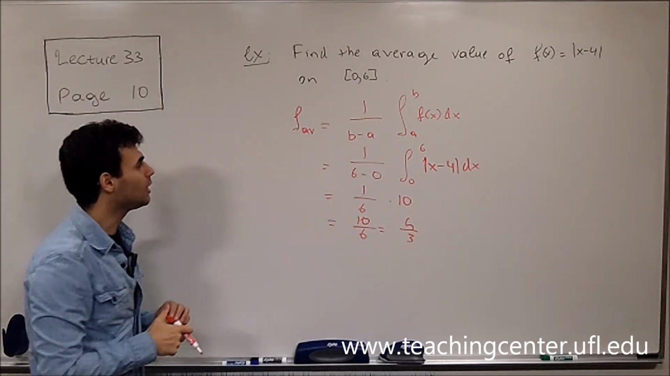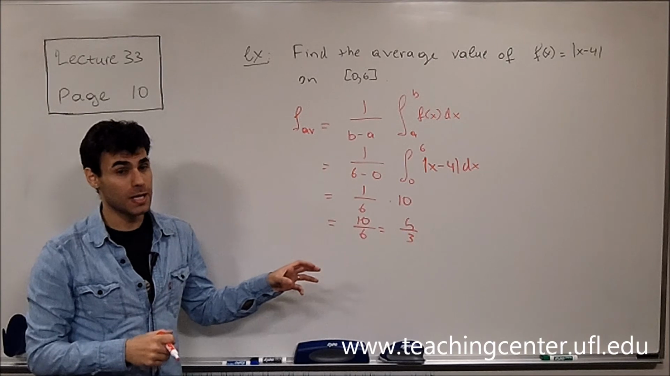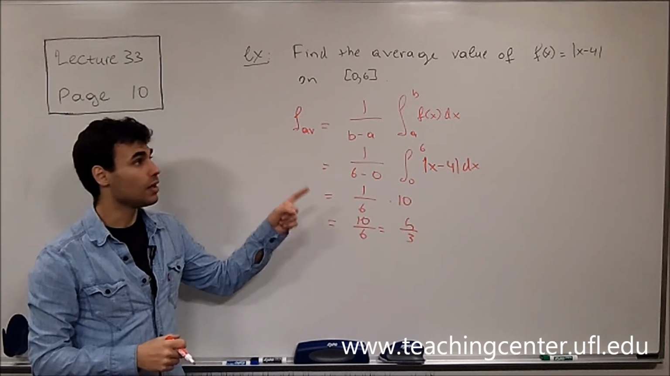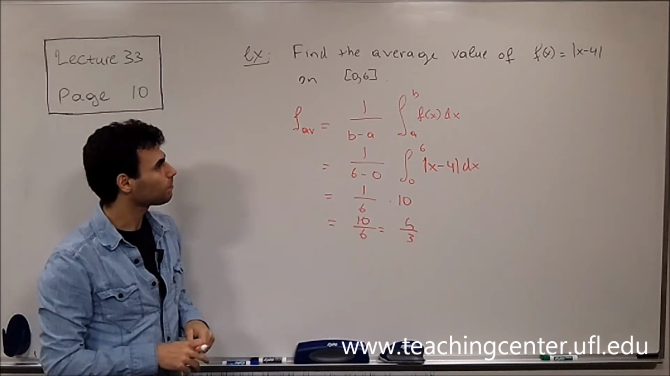So what does that mean? It means that if your function is constant, it should be 5 over 3 to give you the same integral as the absolute value of x minus 4 between 0 and 6.